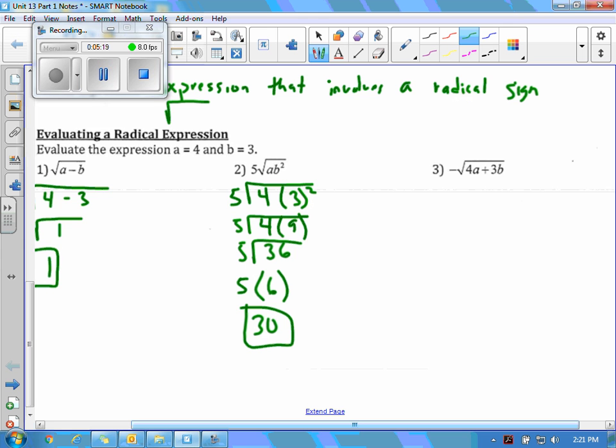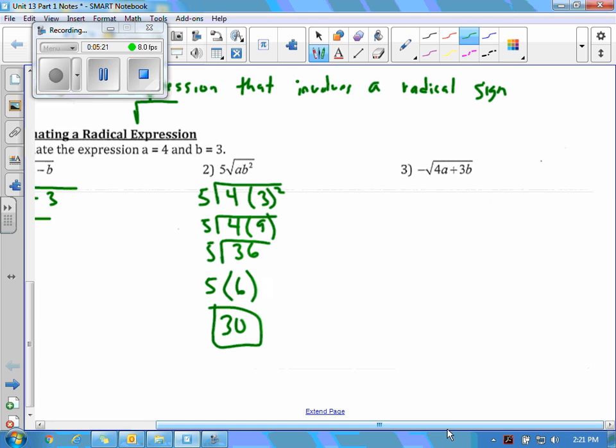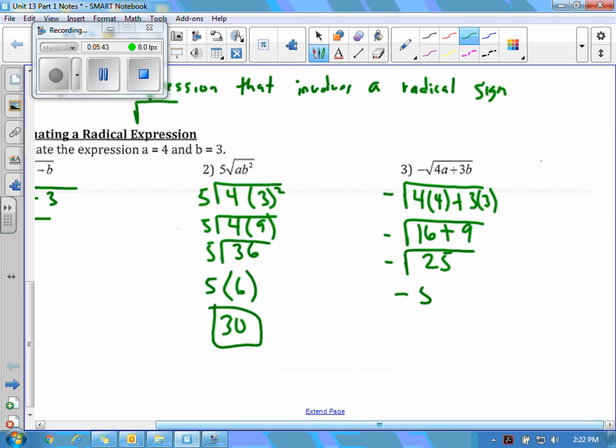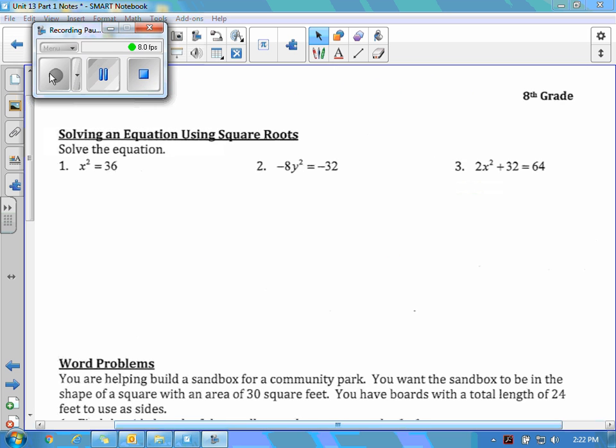For number 3, again, remember the radical sign is like the grouping symbol. I have to do everything inside of it before I actually take the square root. So I plug in 4 for a and 3 for b. So 4 times 4 is 16, plus 3 times 3 is 9. And then 16 plus 9 is 25. So now I can take the square root of 25, which is 5, and add that negative that's been out there, so I get negative 5 on my hand side.